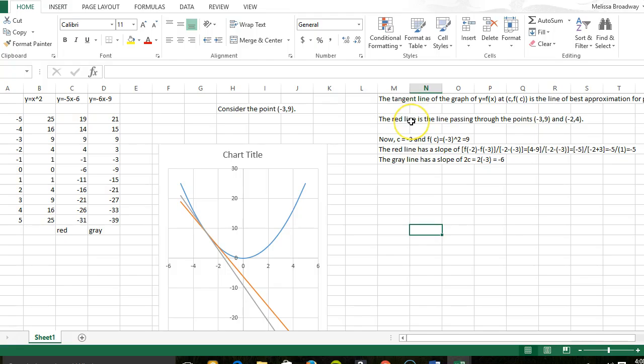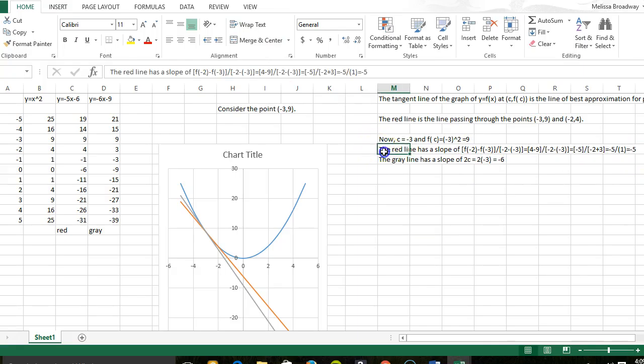To get the equation of that red line, I need to get the slope. Remember from algebra, I do f of negative 2, which is 4, minus f of negative 3, which is 9, over negative 2 minus negative 3, which is going to amount to positive 1 on the bottom. Now 4 minus 9 is negative 5. Negative 2 minus negative 3 is positive 1, but negative 5 over positive 1 is negative 5. I do all the math right here.